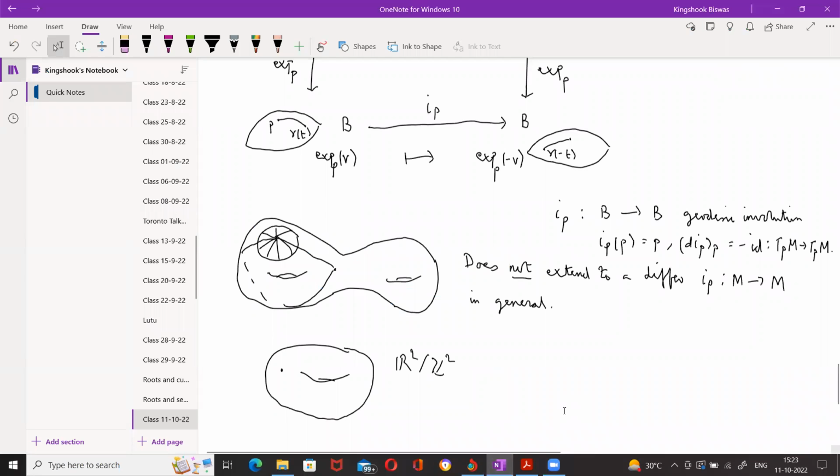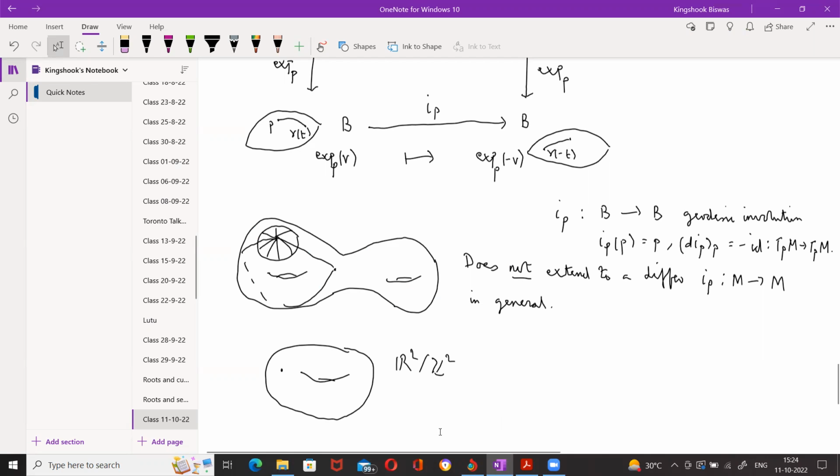Okay, so we've defined the geodesic involution on any geodesic ball in a Riemannian manifold. Of course, if the manifold is a Hadamard manifold, then the exponential map is a diffeomorphism from the whole tangent space to the whole manifold. So then the geodesic involution is a diffeomorphism of the whole manifold. So it extends everywhere, but it may not be an isometry.